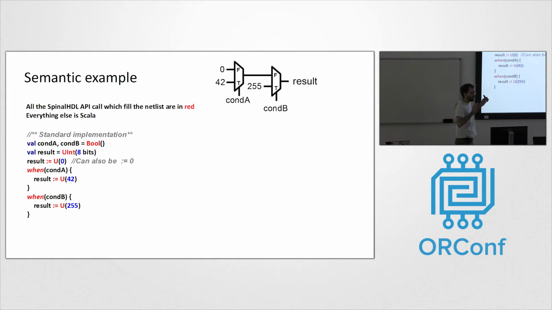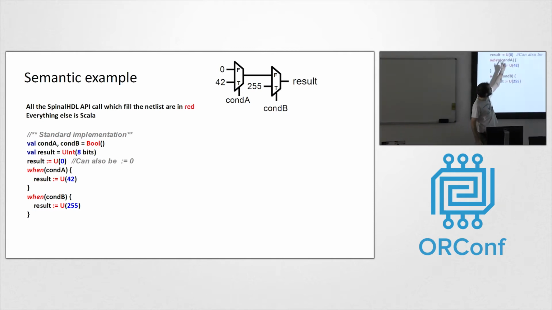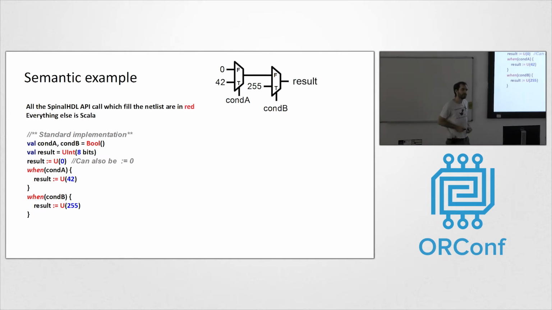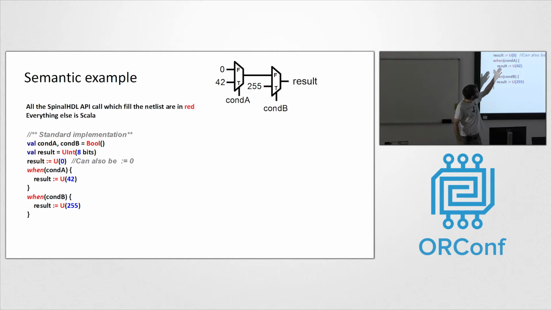So SpinalHDL is not looking at the code you have written, but that's you. When you execute this code, when you execute this bool function, you say to SpinalHDL, hey, please add 2 signals, named cond A and cond B, to the netlist. So it's you. When you execute the code, you are pushing things into the netlist. So, okay, defining cond A and cond B, really simple.